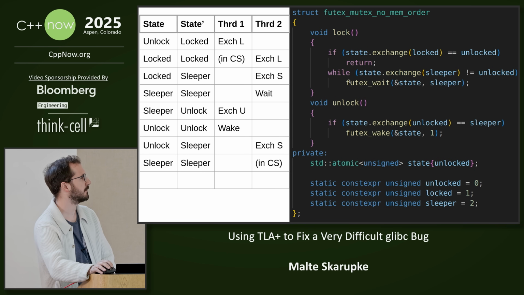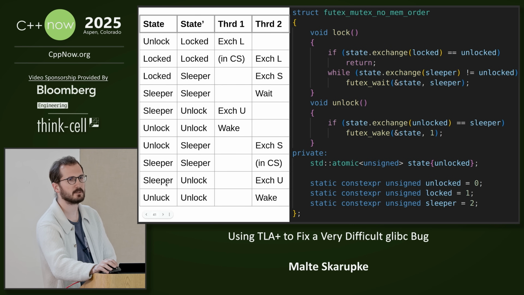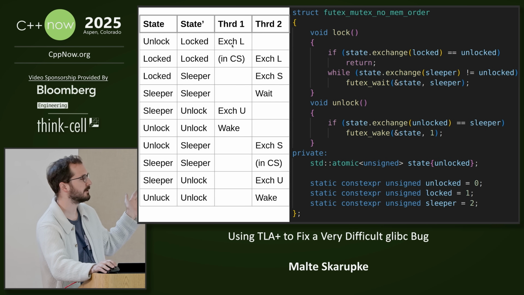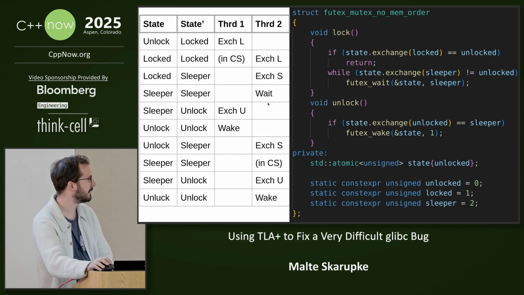After the wait, it goes back to the loop, so it calls exchange again. And then eventually, when it leaves the critical section, it calls unlock, and then it's going to call one more wake because the old state was sleeper. So this is the happy path, where one thread has it locked and the other thread had to go to the sleeper state and then gets woken.